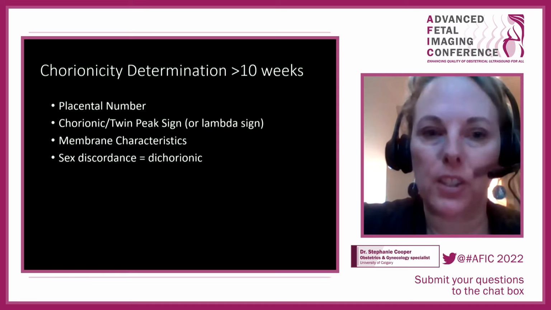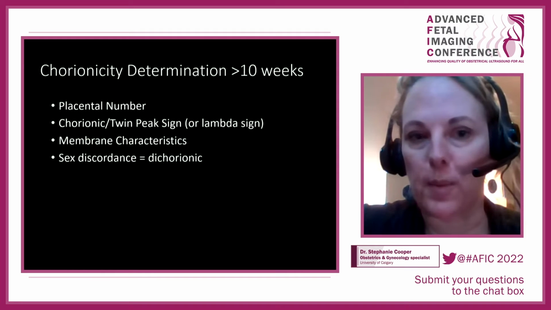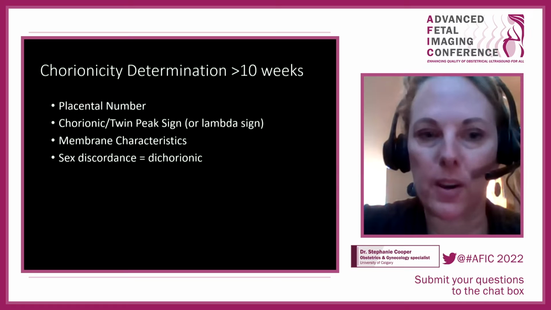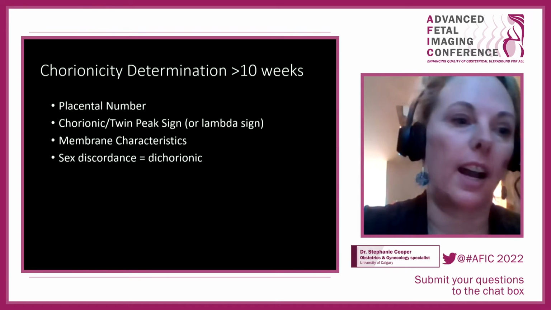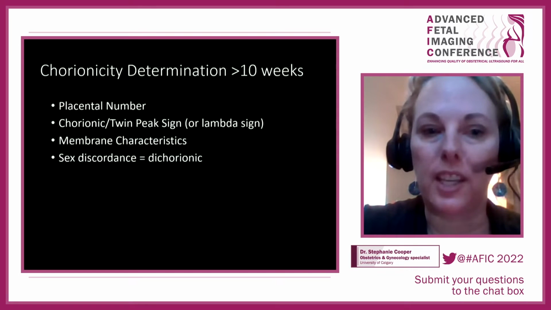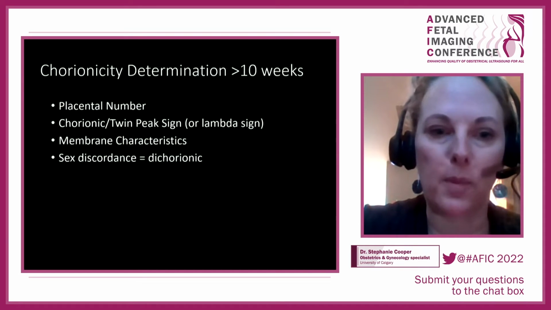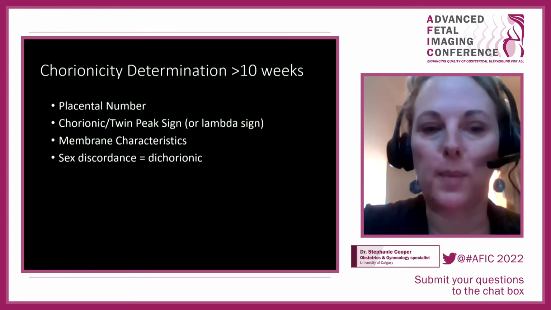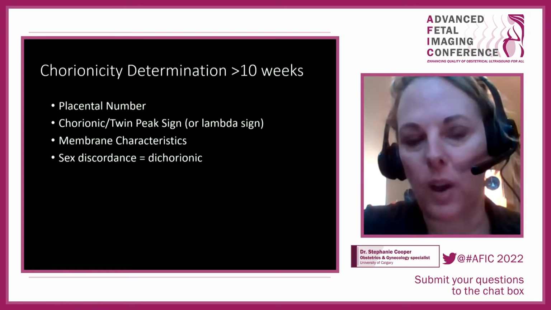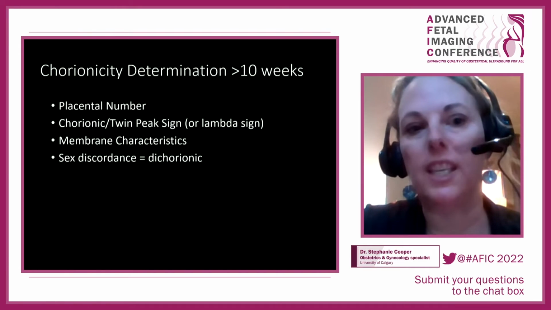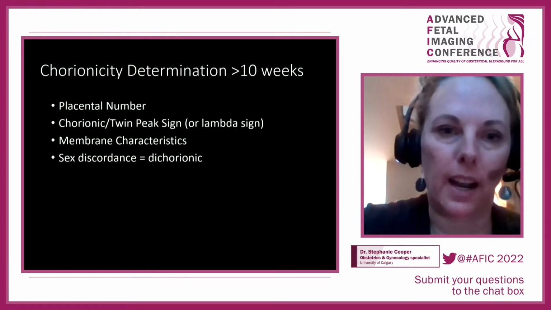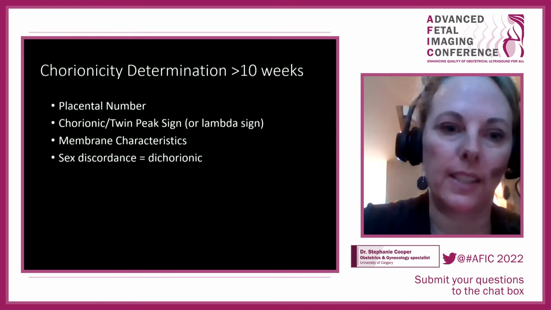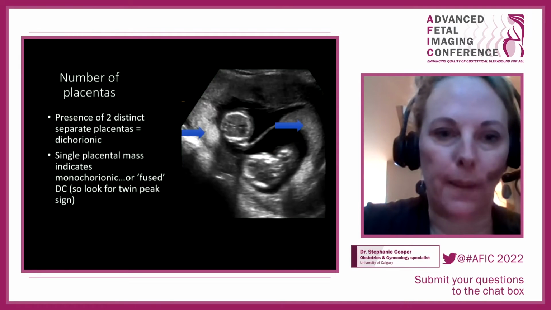So after 10 weeks, these are the signs that can help us determine which of these 2 entities we have: placental number, chorionic twin peak sign, or the lambda sign, and characteristics of the membranes. Later on, after 16 plus weeks, if you see a boy and a girl, then there's a 99.999% chance that confirms dichorionic. Sometimes it's hard to tell, because the further along in the pregnancy, you won't be able to see the classic twin peak sign as well. So it really is best to determine chorionicity and amnionicity in mid-pregnancy.